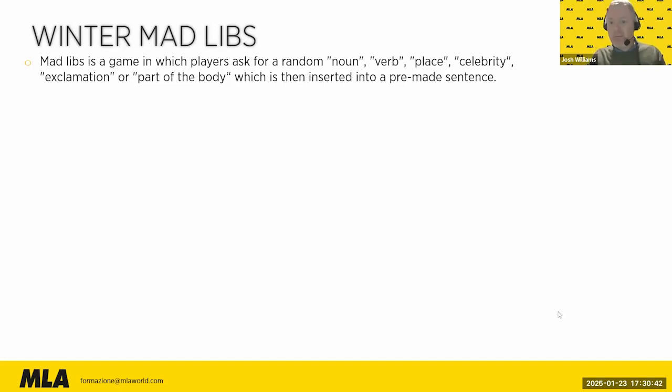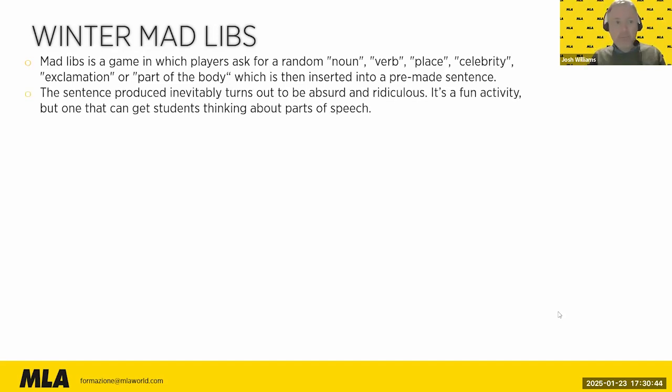Now, let me explain a bit more. The sentence produced inevitably turns out to be absurd and ridiculous. So what I'm doing is getting a sentence and I take out one of the nouns, or one of the verbs, or, for example, a part of the body. So if I say, I had a very sore knee, so I couldn't go jogging.